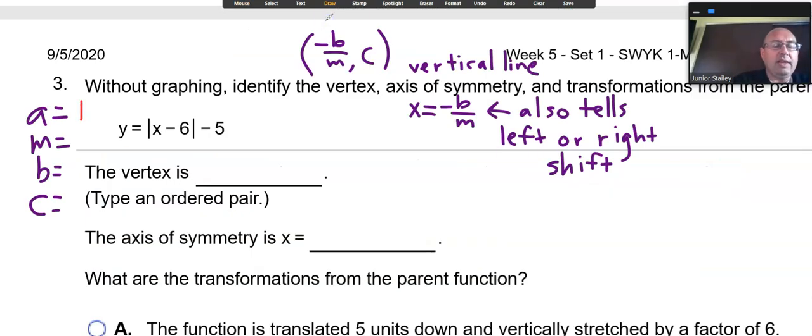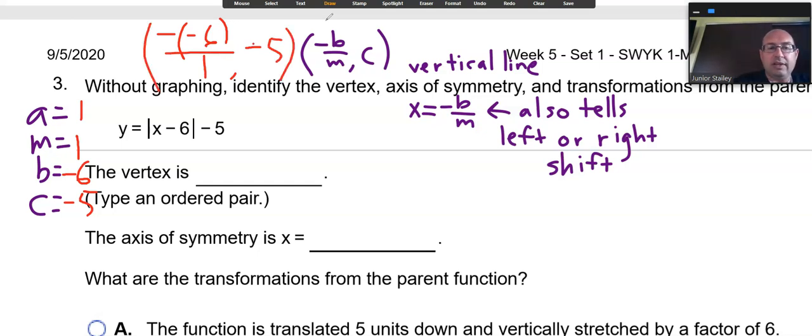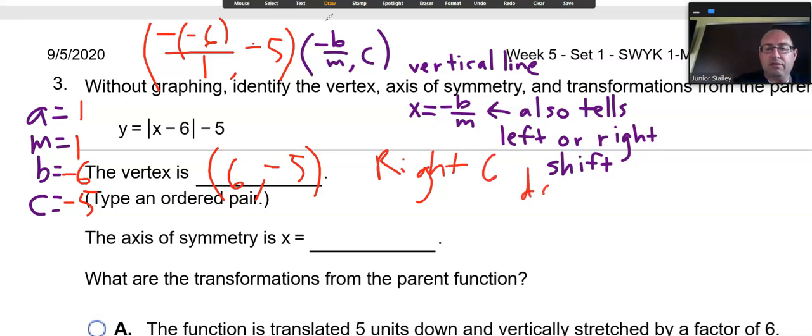Okay, so now we can see that the A value is positive 1 this time. The B value, remember the B value inside there is negative 6. And the C value on the outside is negative 5. So if we go with that opposite of B over A, comma, C, we can tell that our vertex is the coordinate 6, negative 5. So you get that in your mind. That's really right 6. So we're moving this thing right 6 and down 5.